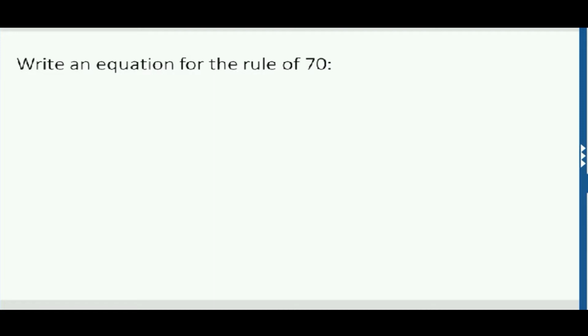An equation for the rule of 70. We basically do 70 divided by R, and this is going to give you the doubling time. And R equals the growth rate.